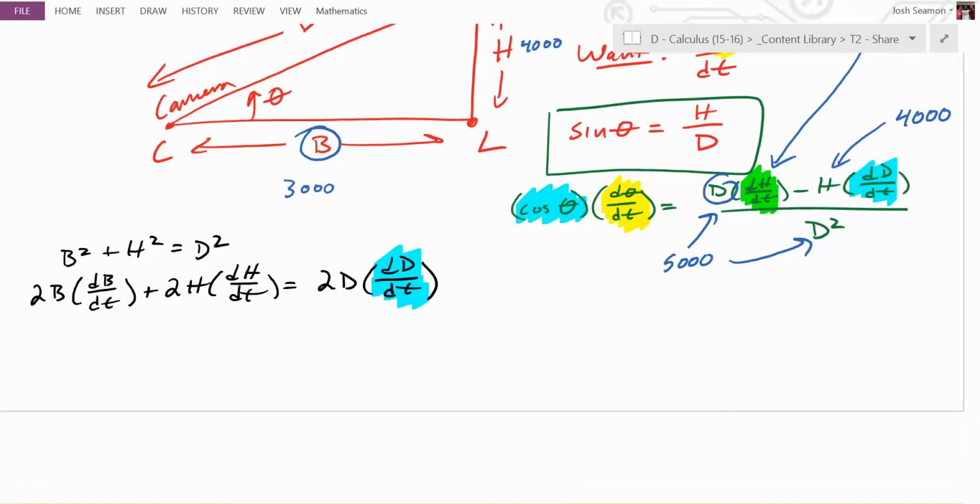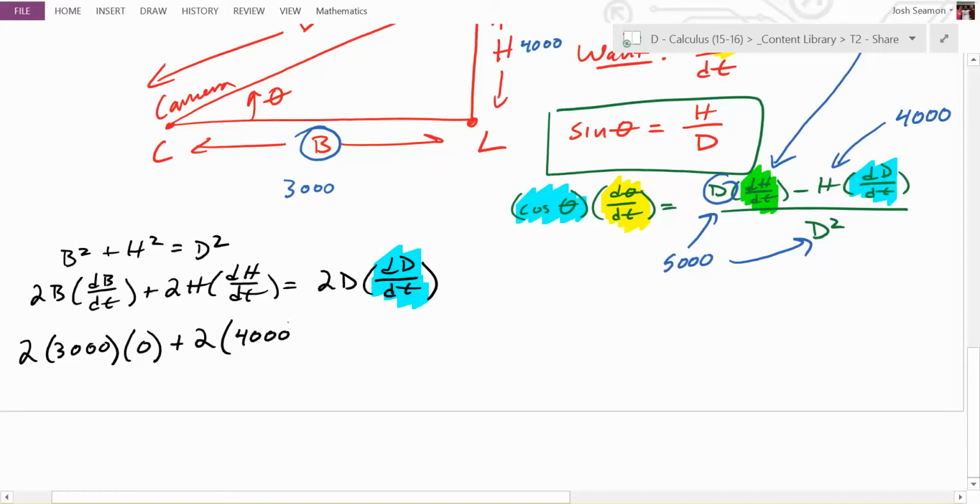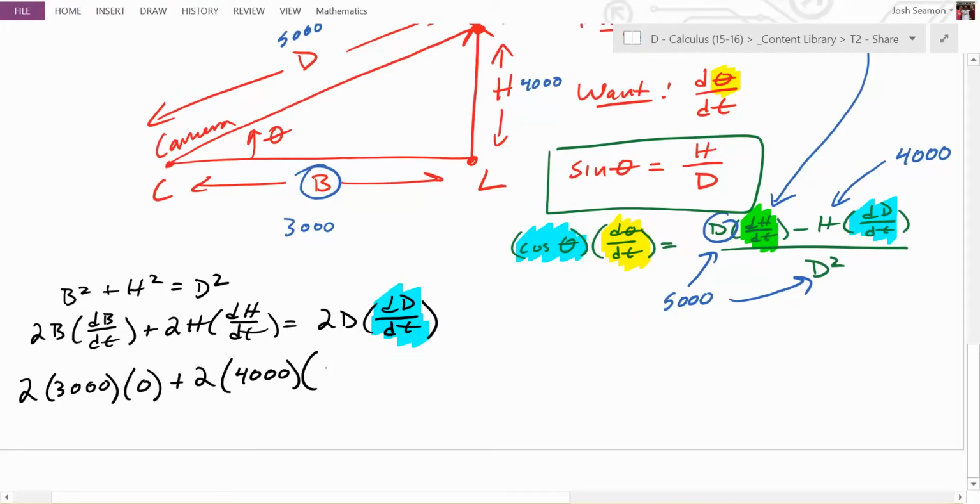Can we fill in the blanks on some of this? Yes, we can. What's b equal to? 3,000. But what's db/dt? What's the rate of change of b? 0. It's constant, right? It's 0 plus 2 times, what's h equal to? 4,000. Oh, what's dh/dt? 880 equals 2 times, oh, what's d? We found that's 5,000 times dd/dt. That's what we want, right?